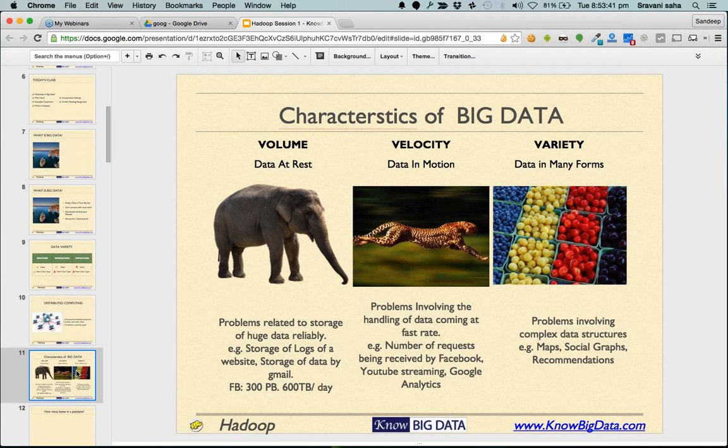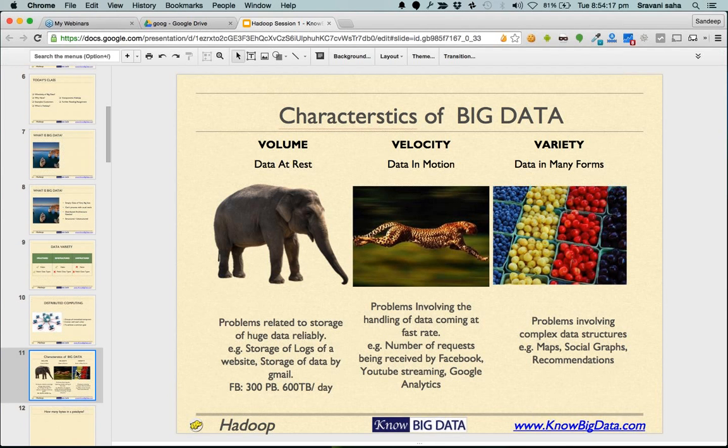One is volume. You are gathering terabytes of data, and after a point of time you do not know how to store hundreds of terabytes of data because existing systems cannot handle the storage. So the volume characteristic can make the data big data because you could not handle it using one machine, so you needed multiple machines for the storage. These are problems related to storing huge data reliably.